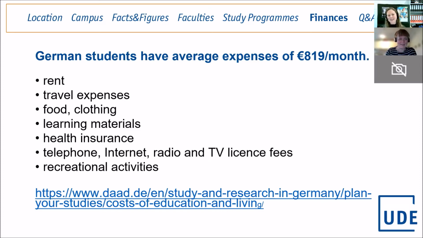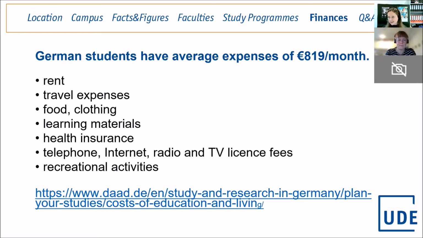They recommend, or they've published this information, that German students have average expenses of 819 euros a month. They actually say that the cost of living for international students could be a bit lower than that, from 725 euros a month. The averages they've worked out include all of the things that you can see on the slide. What's not included in that price is the semester contribution.